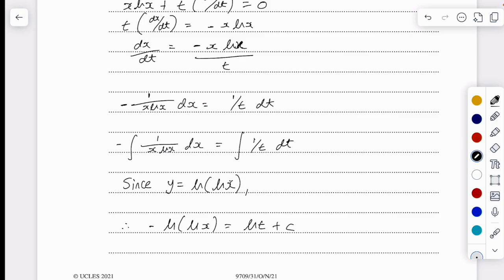Now, why have we done that? Because, as you can see, we've integrated this and we've applied the minus to it. And over here, it's just a simple case of integrating according to our ln rules. So that's ln t, and adding the constant of integration. But we're not done yet.